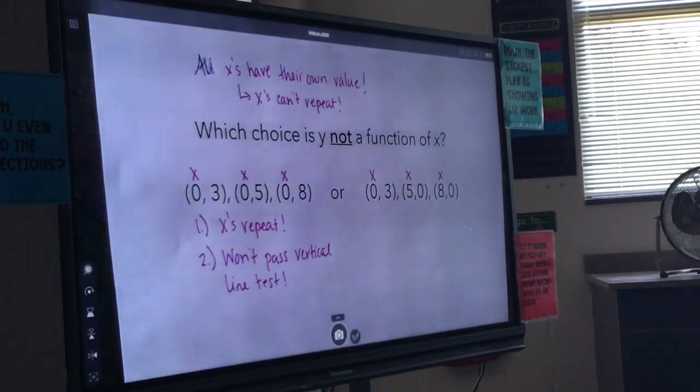So if you graphed, and this is why I said if you want graph paper, you can definitely use it, if you graphed (0, 3), (0, 5), (0, 8), what kind of line do you get? Straight line. All right, so therefore, this would not pass the vertical line test.